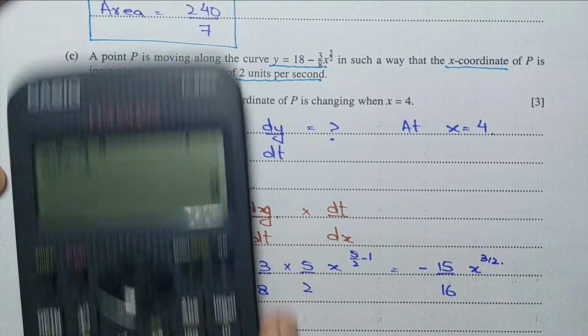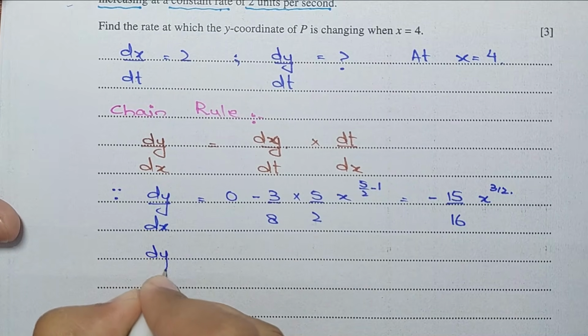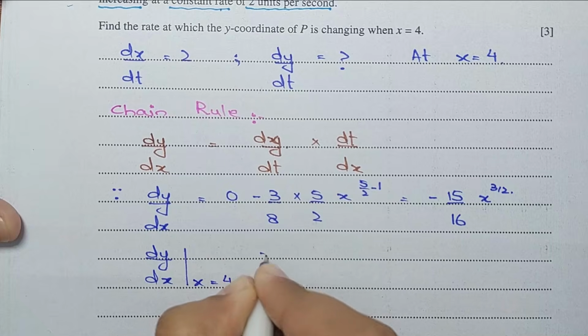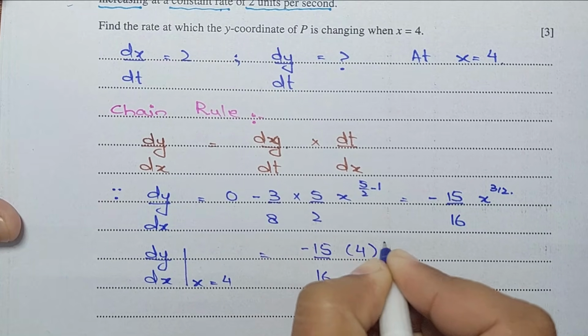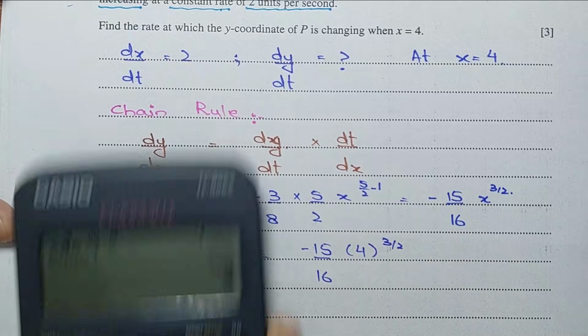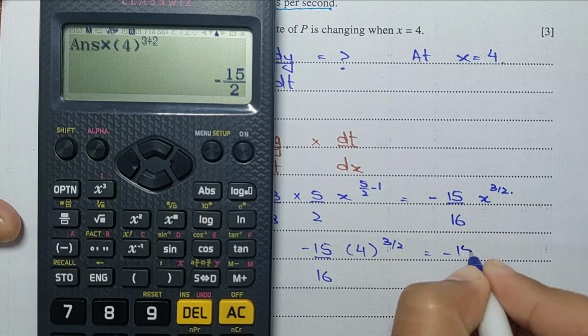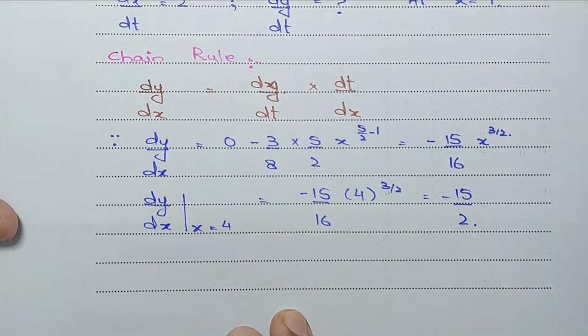This is the derivative. Now what is the derivative at x is equal to 4? So we have dy over dx at x is equal to 4. This would be minus 15 over 16, 4 to the power 3 by 2. Negative 15 divided by 16, multiplied by 4 to the power 3 by 2. This is minus 15 divided by 2. This is dy over dx at this point, right?